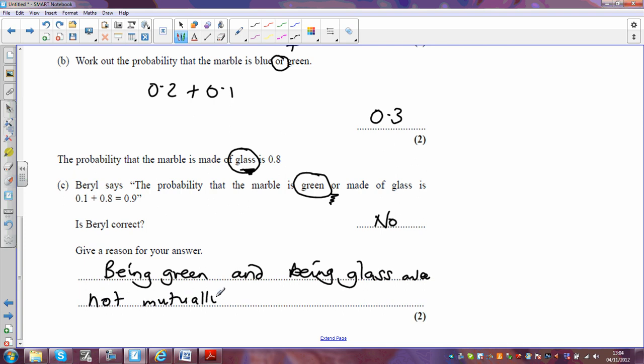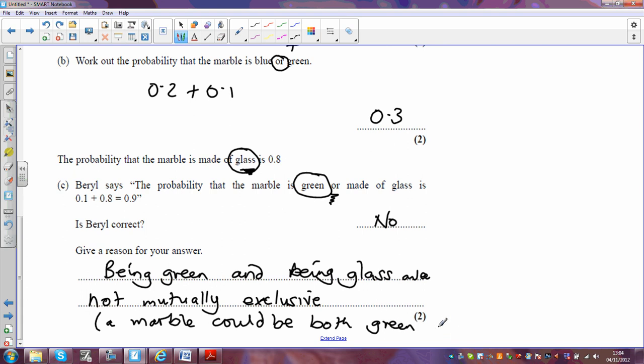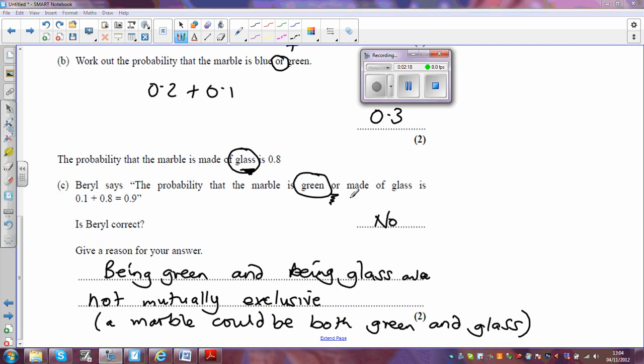Another way of explaining that would be to say that a marble could be both green and glass, in which case there's an overlap between those two criteria, if you like.